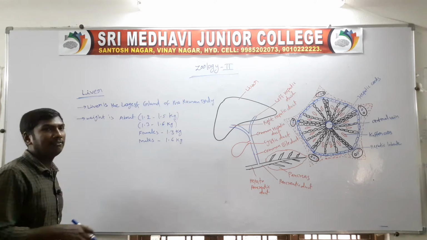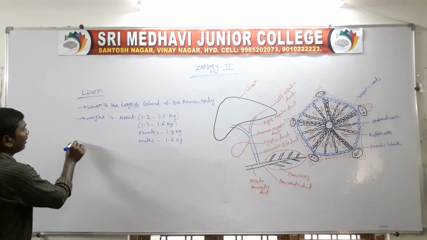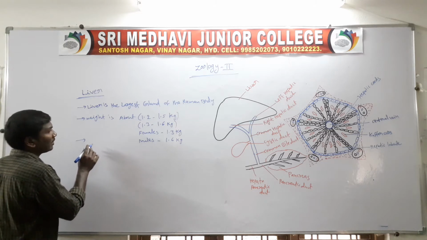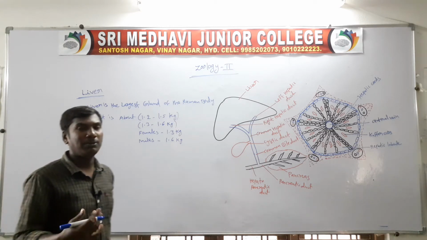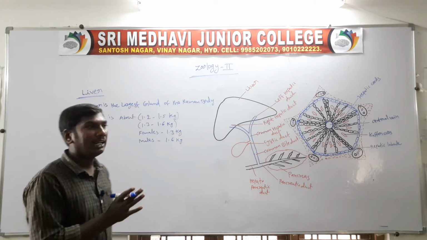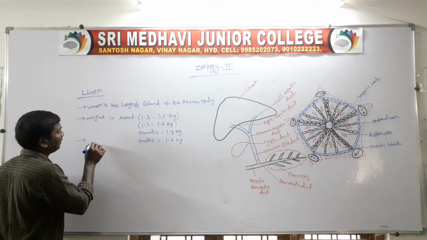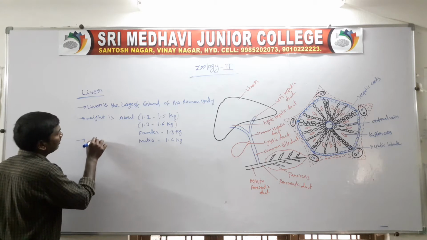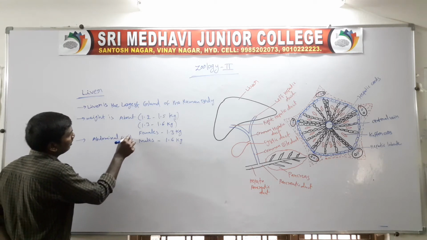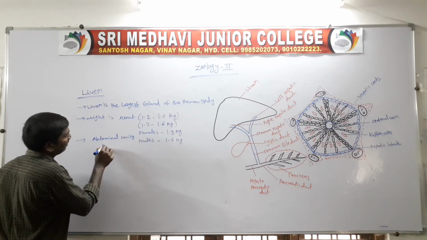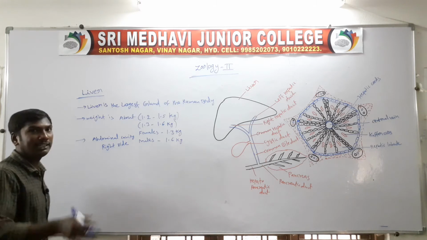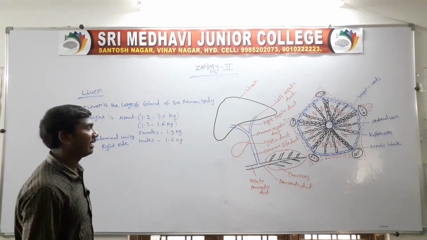So that is the liver weight. Next, liver location. It is located below the abdominal cavity, just below the abdomen. It is present in the abdominal cavity, slightly on the right side.